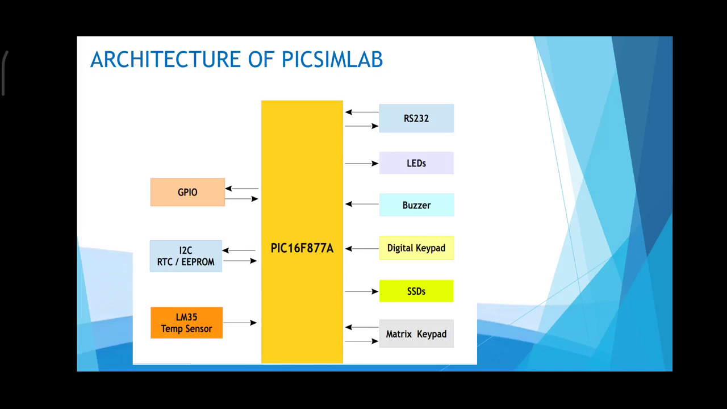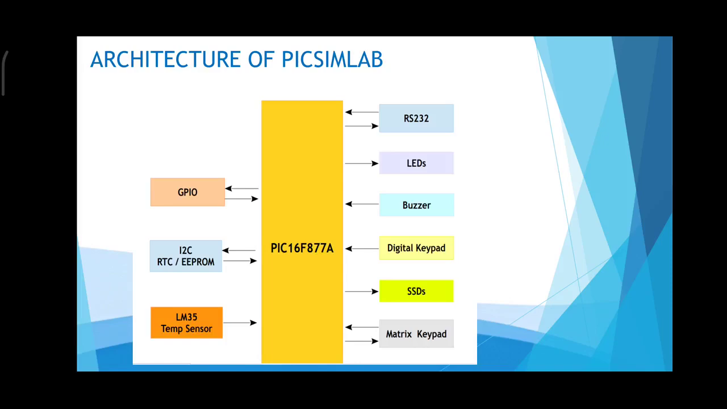Now see the LM35 temperature sensor. The LM35 is an analog temperature sensor that provides a linear voltage output corresponding to temperature in Celsius. The PIC microcontroller reads this voltage using an ADC, analog to digital converter, to determine temperature.